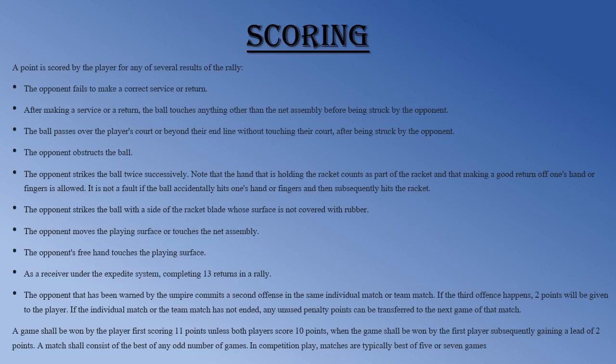Scoring. A point is scored by the player for any of several results of the rally. The opponent fails to make a correct service or return. After making a service or a return, the ball touches anything other than the net assembly before being struck by the opponent. The ball passes over the player's court or beyond their end line without touching their court after being struck by the opponent. The opponent obstructs the ball. The opponent strikes the ball twice successively.